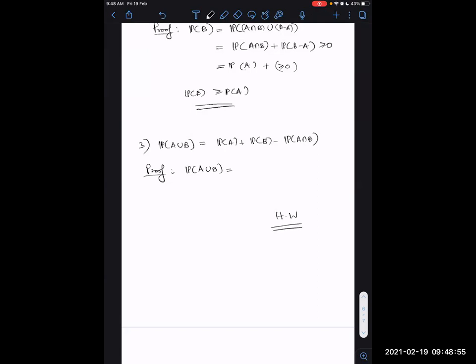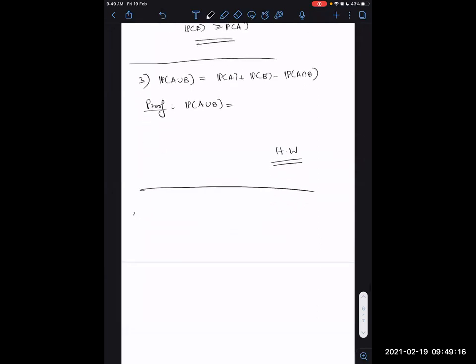And this is pretty simple. It just follows from the ideas above. No new ideas required. Just split A union B into disjoint events. Make one event as A and make one as B with something else. And figure out how you get the probability of B minus the probability of A intersection B. That's the idea.